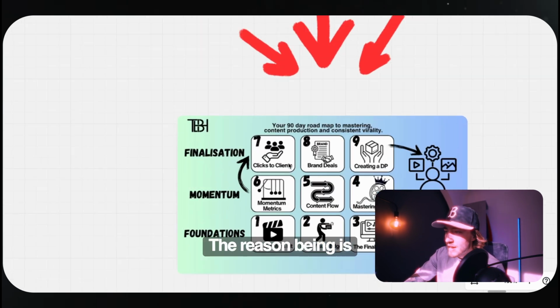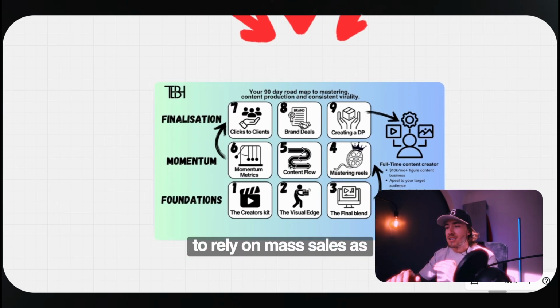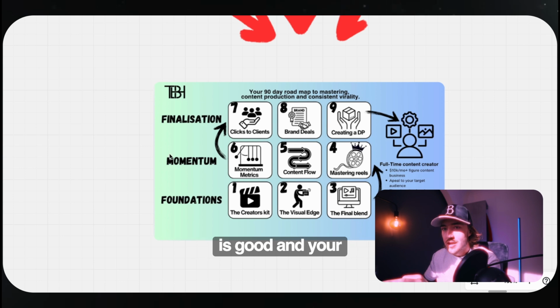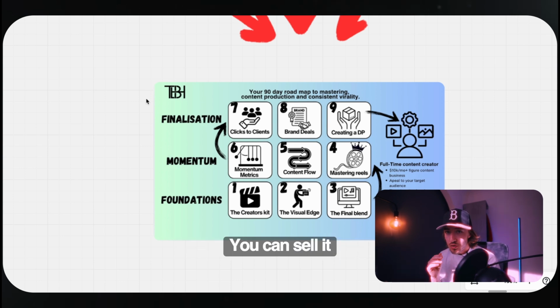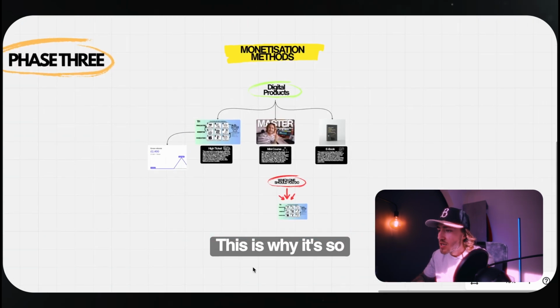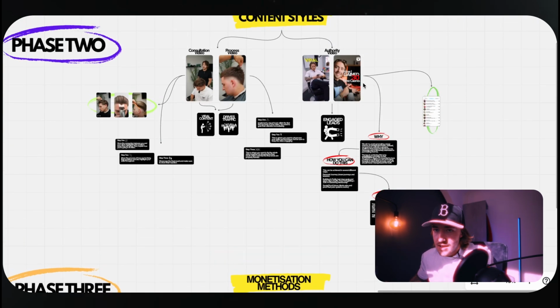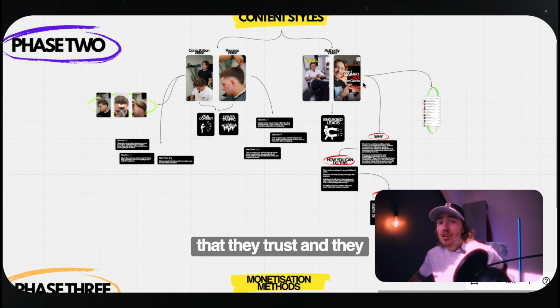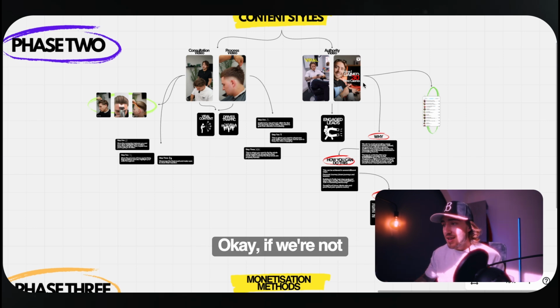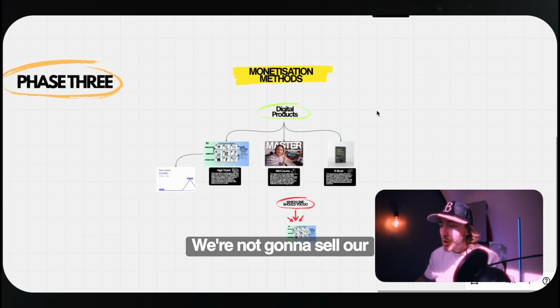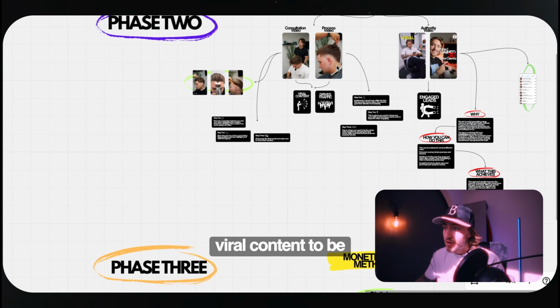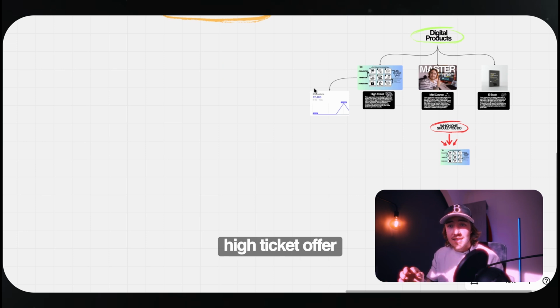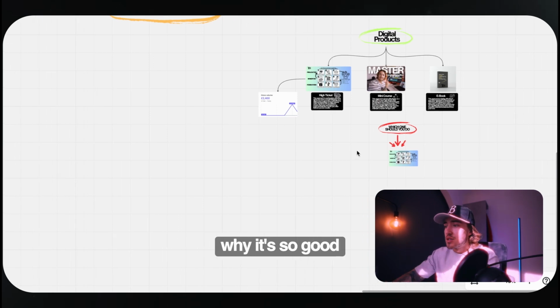The reason being is because you don't need to rely on mass sales. As long as your packaging is good and your branding is on point and your course delivers proven results, you can sell it. This is why it's so important to position yourself as an authority. You need to position yourself as a person that they trust and they will buy from you, okay? If we're not positioning ourselves as an authority, we're not going to sell our high ticket offer. But you don't need to continuously be posting viral content to be selling our high ticket offer. And this is why it's so good.